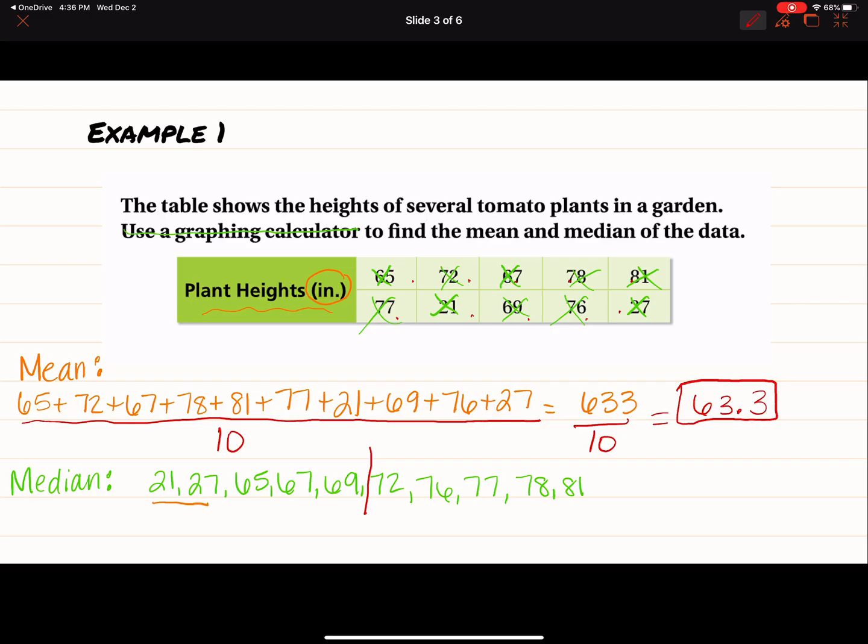10 on each, or 5 on each side, sorry. Because this is an even number, I don't have a number right in the middle. What I'm going to have to do is add these 2 numbers in the middle and find the average, or the mean, of them. So I'm adding them together and dividing by how many there are, which is 2. So 69 plus 72 is 141. And then divided by 2 is 70.5.